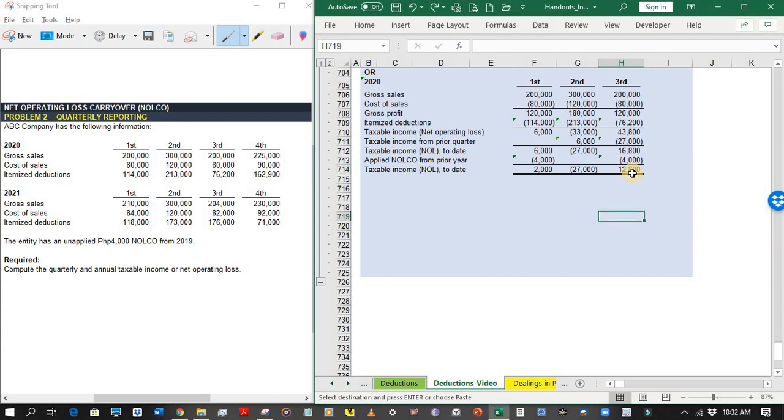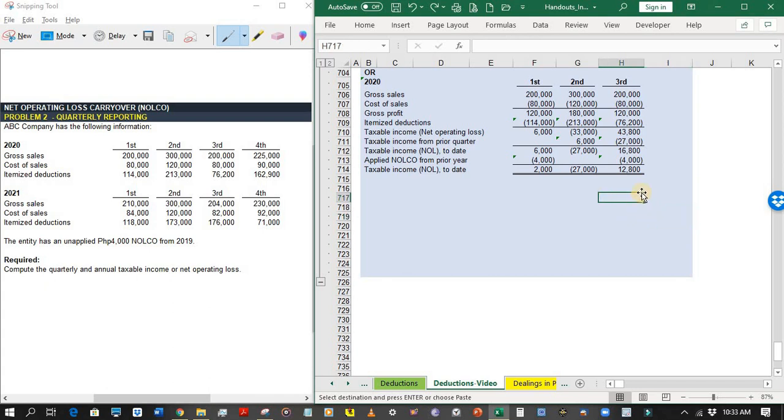Again, we deducted the 4,000 NOLCO because the 6,000 taxable income is part of the 16,800 taxable income for the third quarter. So that is why the NOLCO deducted in the first quarter can also be deducted during the third quarter. Again, because the 6,000 is part of the 16,800.